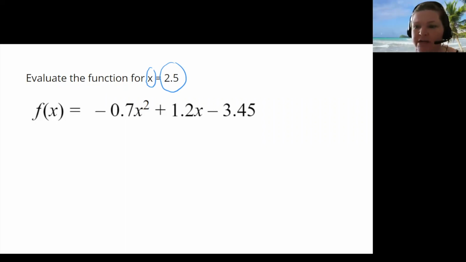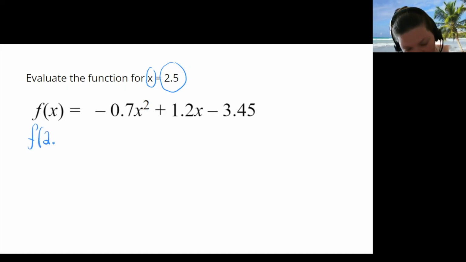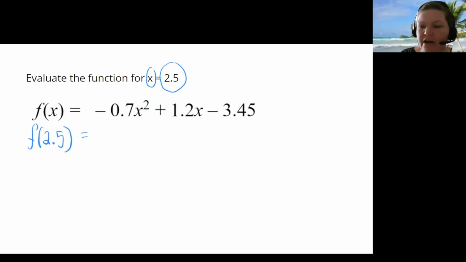Stephen says, hey, I know what x is. I might as well just plug in that value of x. Let's do it. Every time I see an x, I'm going to write that number, okay? So this was f of x. Now it's f of 2.5. And careful, guys, that doesn't mean 2.5 times f. That just means the value of the function when x is 2.5.